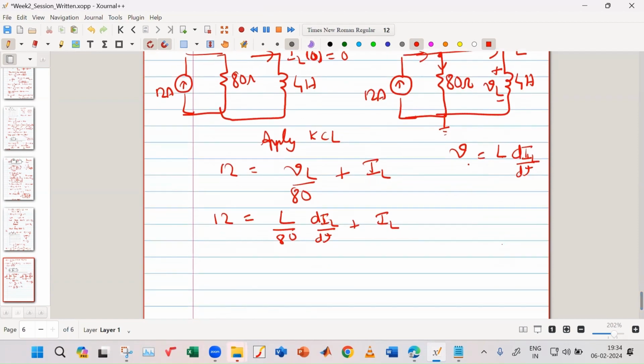What is the value of L? It is 4. So I will get 4 upon 80 dIL upon dt plus IL is equal to 12. This comes out to be dIL upon dt, 4 by 80 is 1 by 20, so plus 20 into IL is equal to 20 into 12, which comes out to be 240.